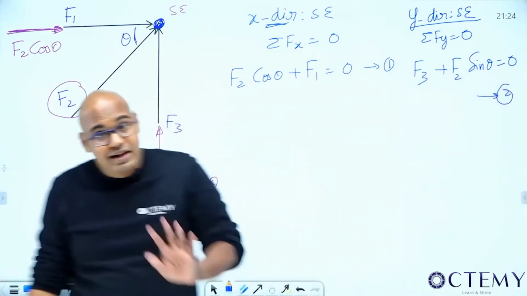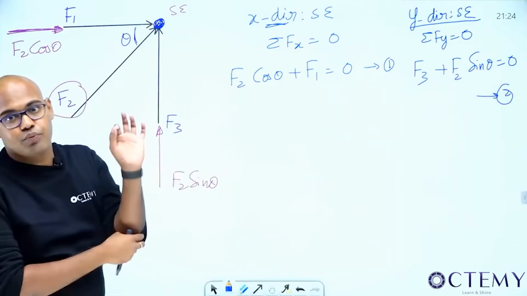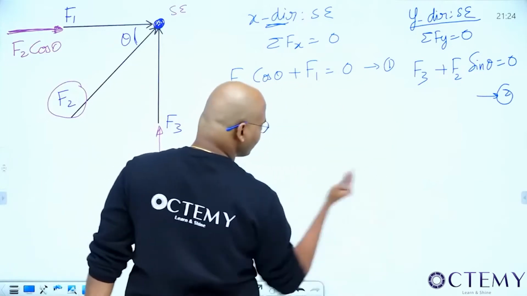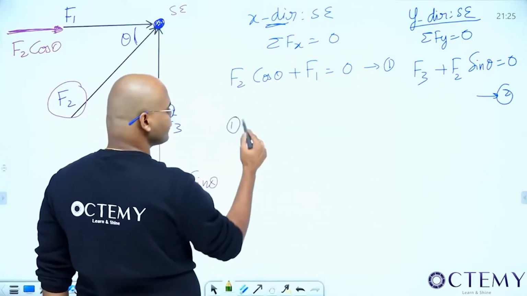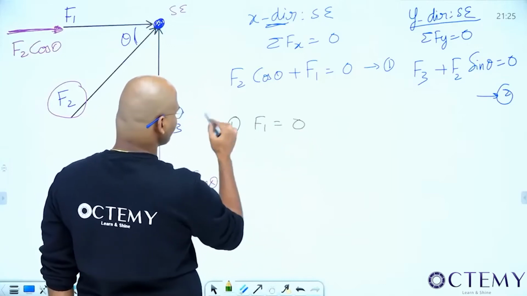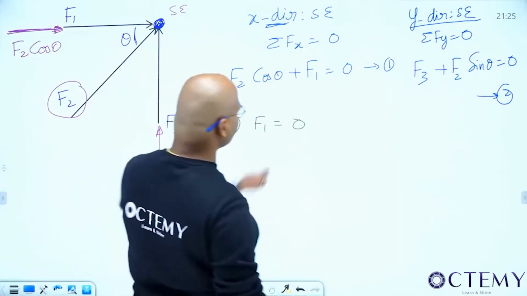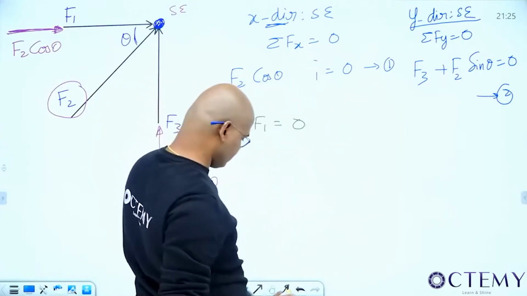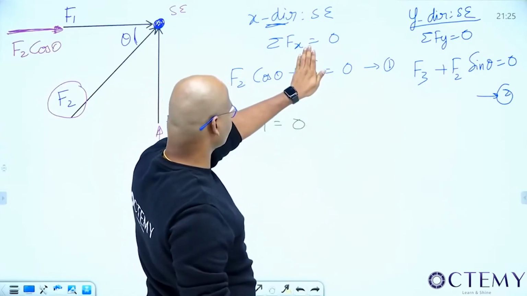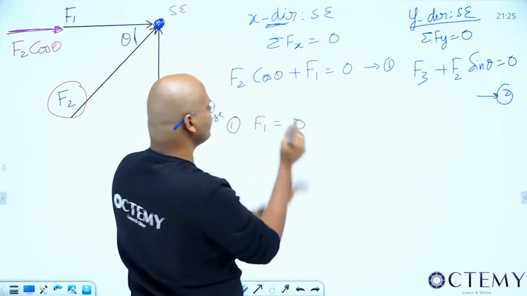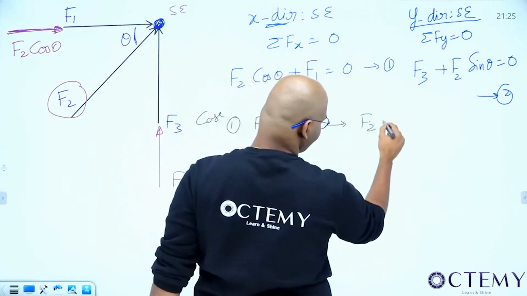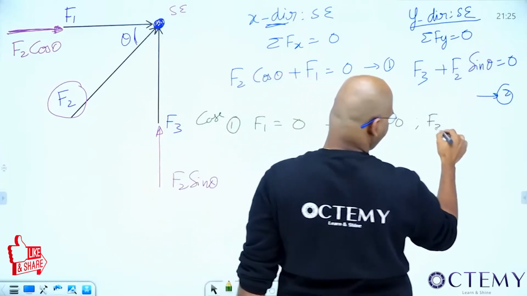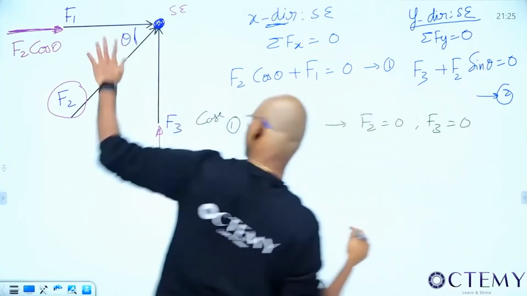Now see, it's not directly 0. I will make one force 0. I am giving it, somehow I know one force is 0. Which force? First let me make the first case. Case 1. F1 is 0. What happens if F1 is 0? This is 0. That means F2 cos theta is 0. So cos theta is not 0. Who will be 0? That means F2 is 0. If F2 is 0, who is 0? F3 is also 0. That means if F1 is 0, these two are 0.